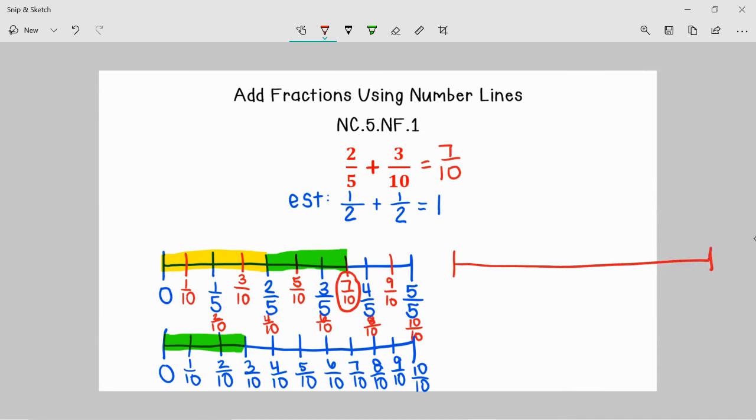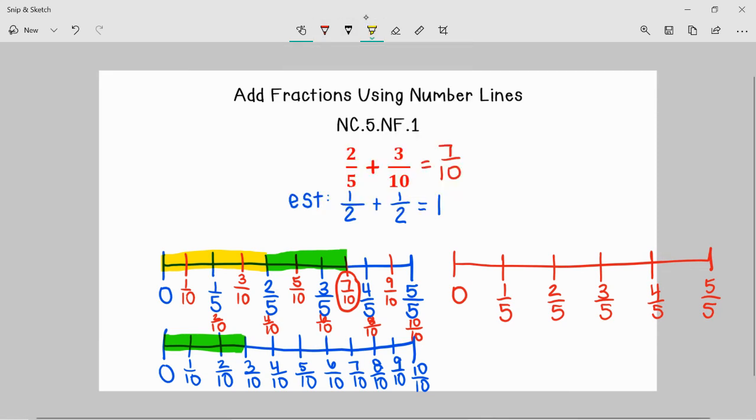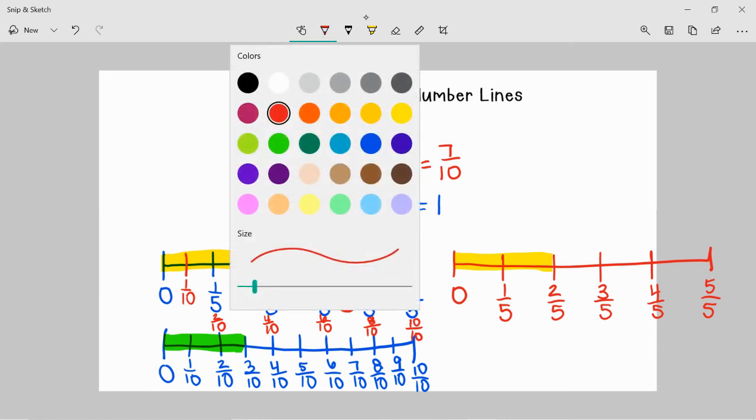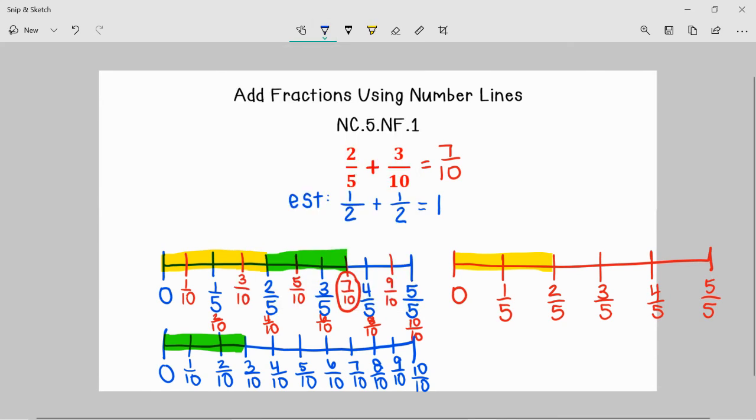And I'm going to show my 2/5 again. So I'd have 0, then split this into 5 equal parts. So 1/5, 2/5, 3/5, 4/5, and here's 5/5 or 1 whole. And now we know that we have 2/5 to begin with. But now what we could think about is rather than even having to draw another number line, we can just think, well, I know that we need to add to this 2/5, we need to add 3/10.